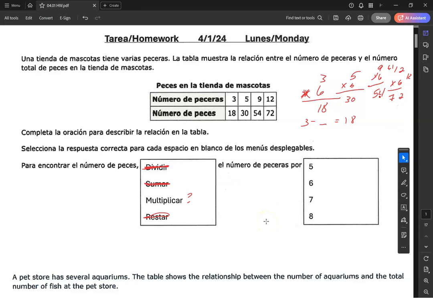Okay. Ahora tengo que ver el número de peceras por, so, el número que usamos para que todo trabajara, que fue 6. Okay. So now I have to find what number was the rule, what number I multiplied by, and it was 6.